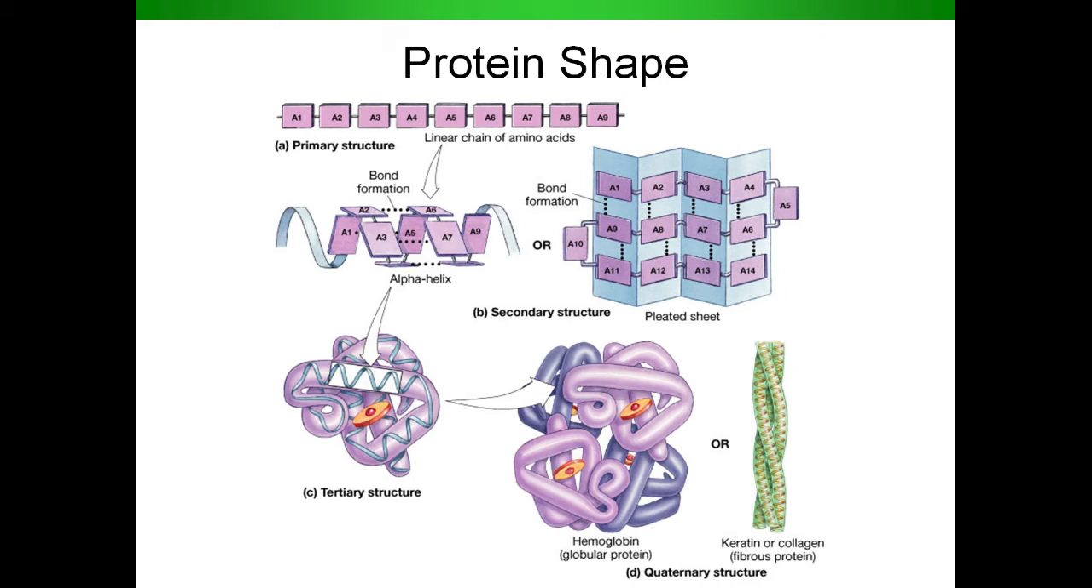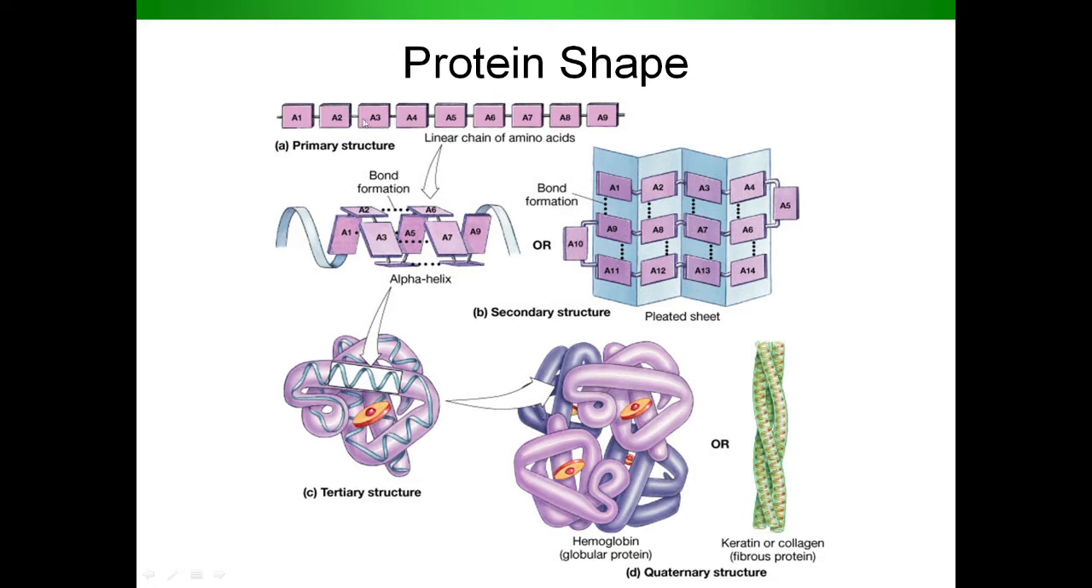Four different protein shapes, and what we're looking at are subsequently more complex shapes. This shape right here is called the primary structure, and essentially this is a string of amino acids. You can see A1, A2, A3, and so on. Those are individual amino acids hooked by peptide bonds.